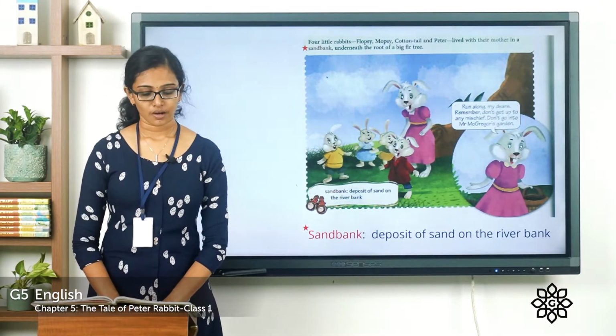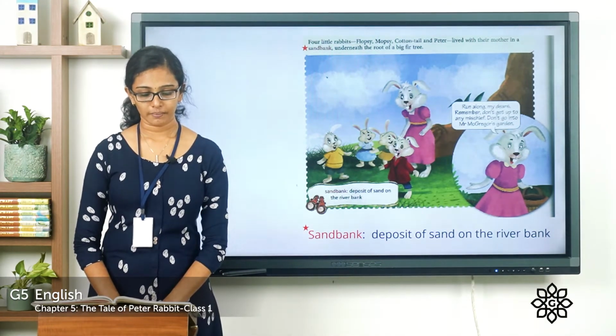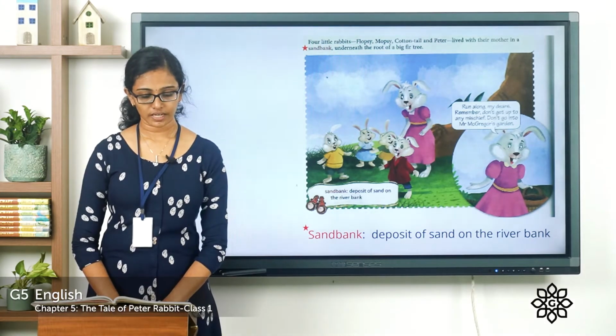4 little rabbits, Flopsy, Mopsy, Cottontail and Peter, lived with their mother in a sandbank underneath the root of a big fir tree.